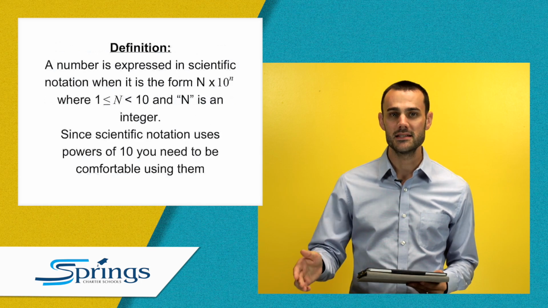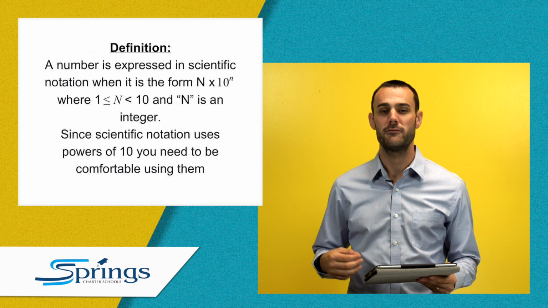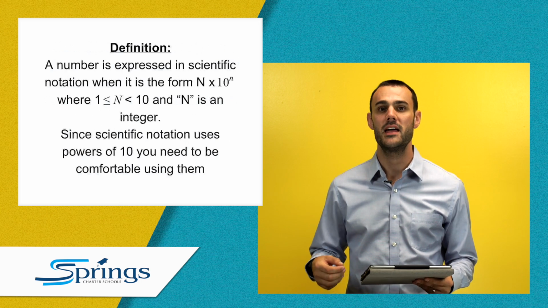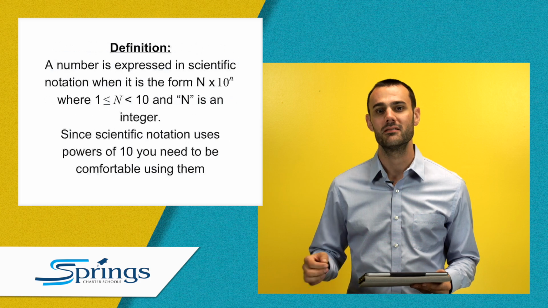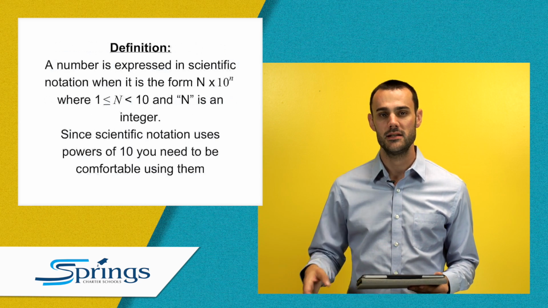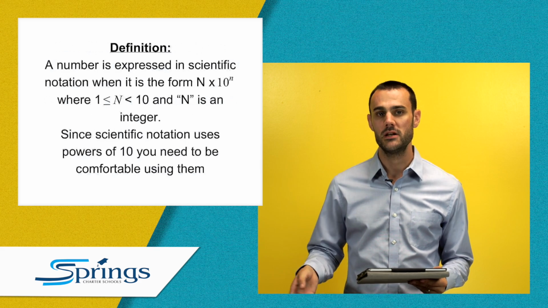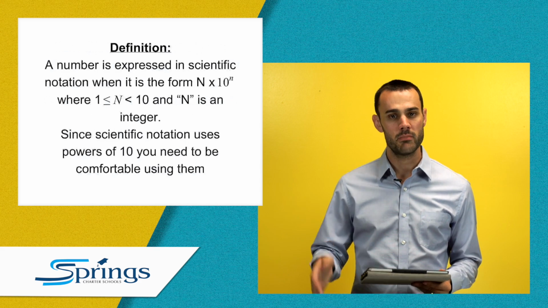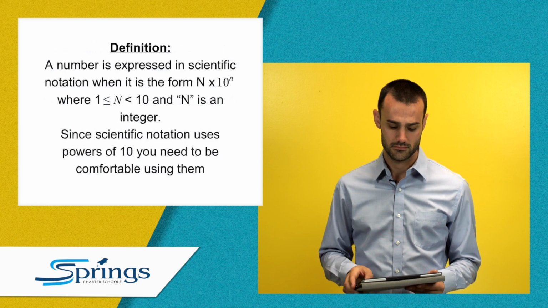Okay, a basic definition. A number is expressed in scientific notation when it is in the form of n times 10 to the nth power, where the n has to be greater than 1 but less than the number 10, and that n always has to be an integer. Since scientific notation uses powers of 10, we need to be comfortable using them. If you need a refresher on powers of 10, please check out the previous lesson.